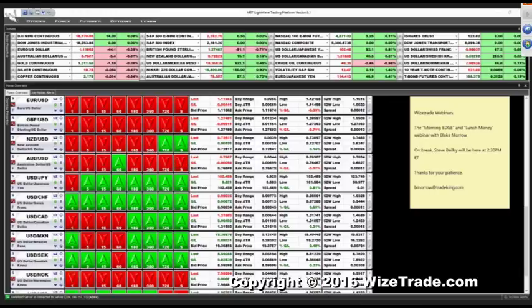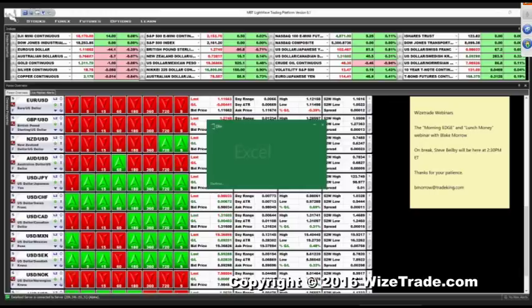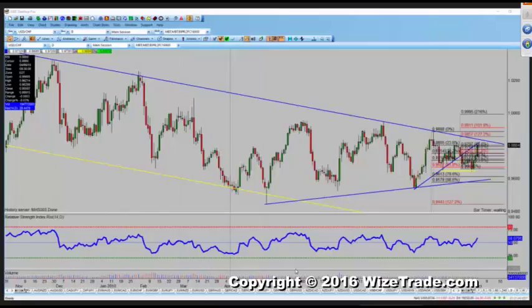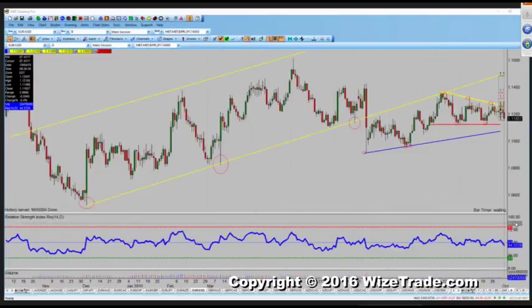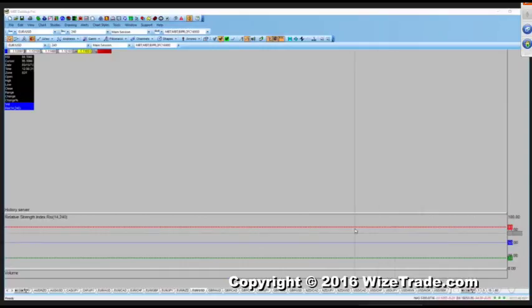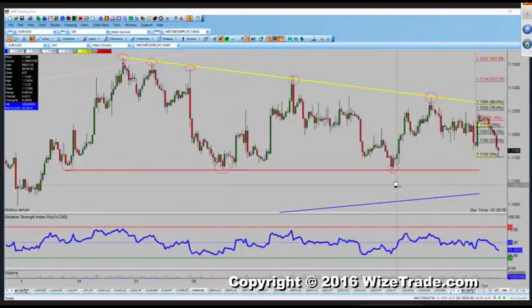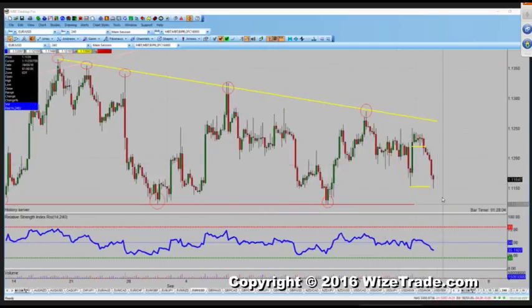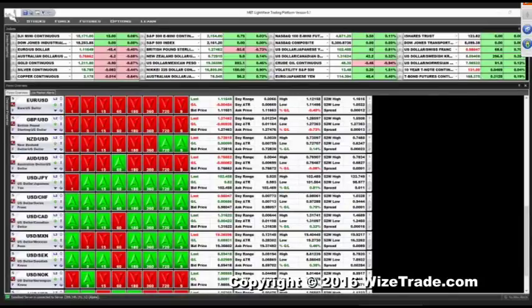Let me go ahead and grab the bias chart. We're going to get through our analysis. So let's start off with the euro dollar. Let's get over there. All right, so here's the euro. We are closing in on some support here. We're at the 111.50. This is obvious support. You noted it last night too on the live market alerts on the forex wrap.